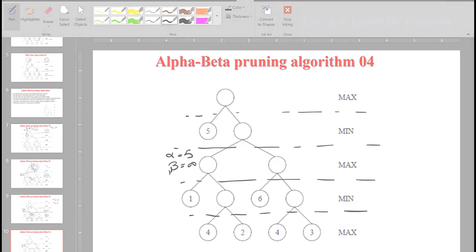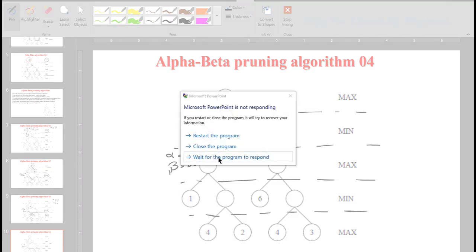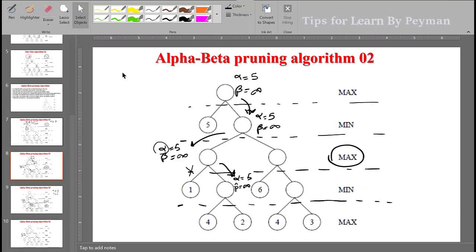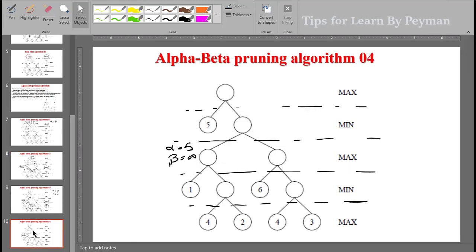Let me check this slide. Sorry. Okay. Some problem from the operating system. Okay. We have alpha equal 5, beta equal to infinity.